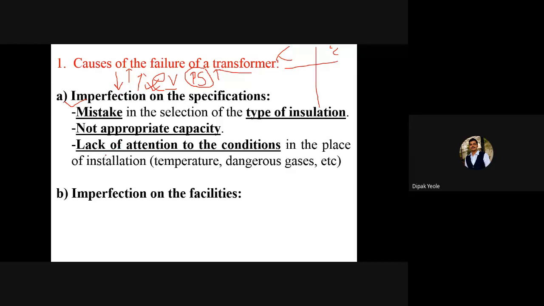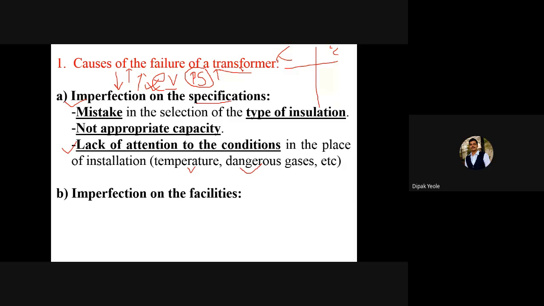Next is lack of attention to the conditions in the place of installation. We are not considering the surrounding conditions while we install a particular transformer. Let's say temperature we are neglecting, and we are neglecting the dangerous gases which are available at that particular site. So for that, what is the company doing?